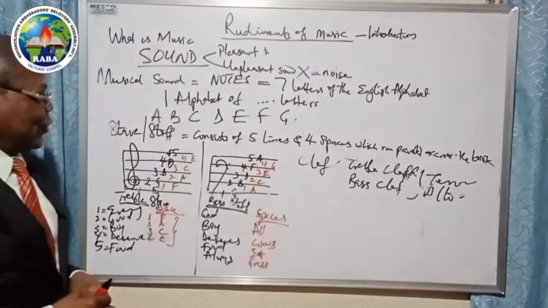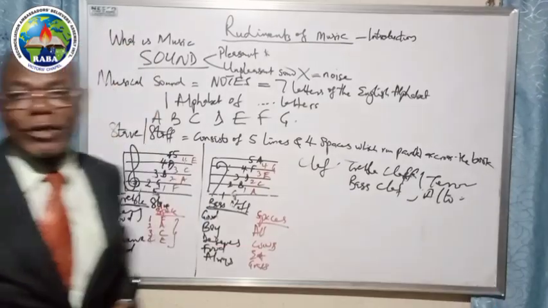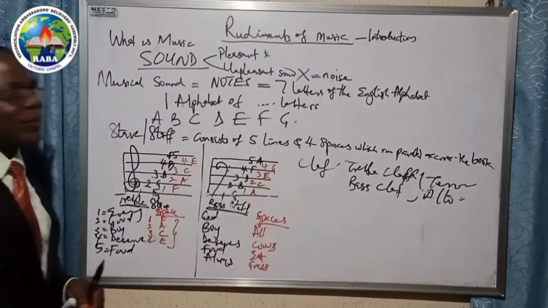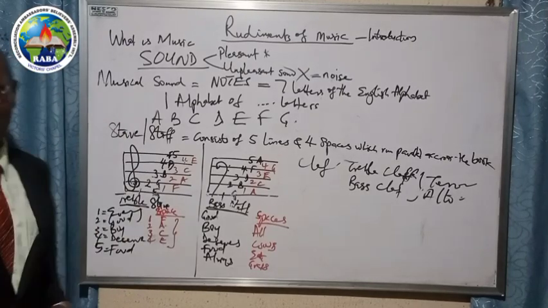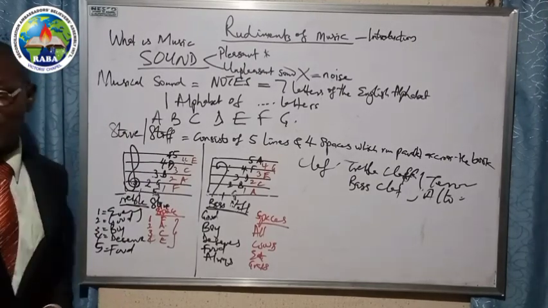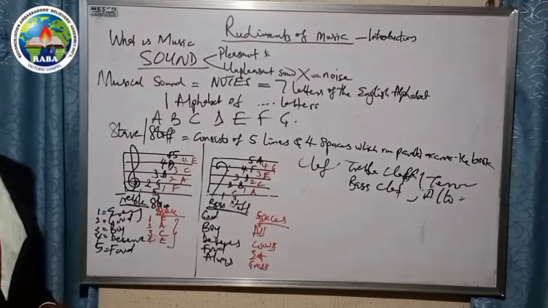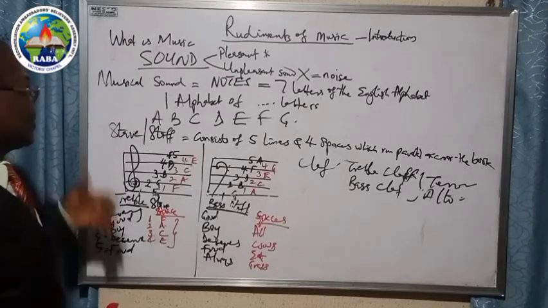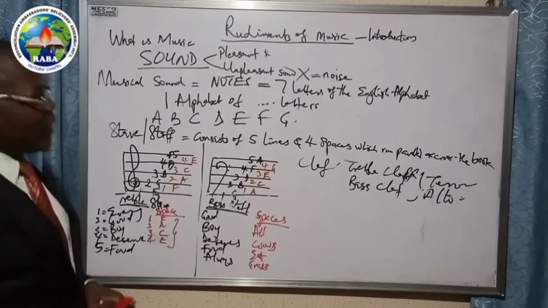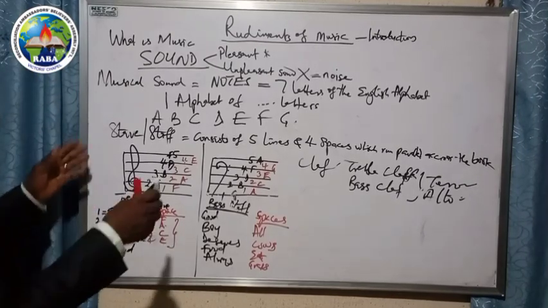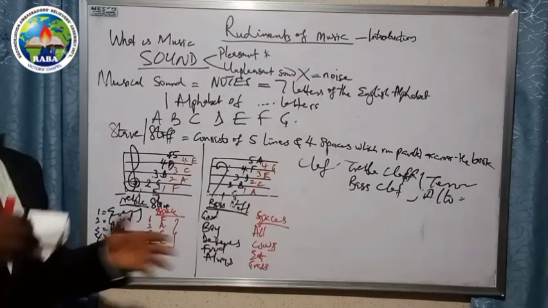Amen. Last episode, we looked at the concept of rudiments of music. We started with the definition, we looked at what we call sound, and we laid emphasis on the fact that we needed pleasant sound for our music. We saw that we have the first 7 letters of the English alphabet as our notes. When we get to mid C, you know what we mean by this note.